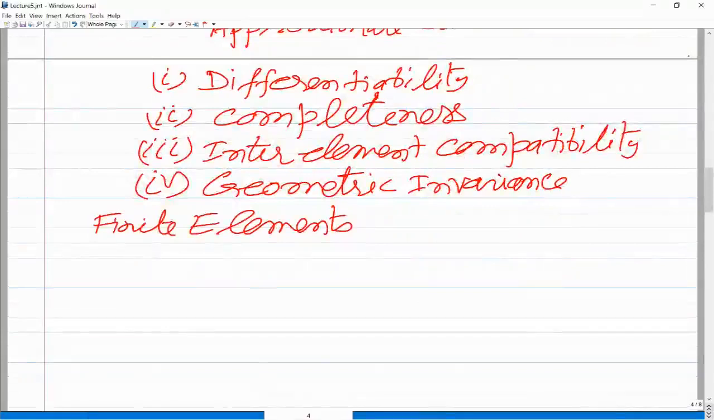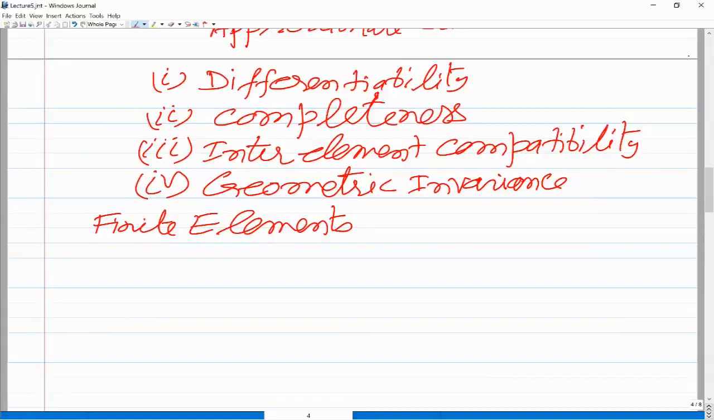Now see, because we are formulating an element, a priori we do not know how the displacement is going to vary along x and y. So we assume that the variation of displacement along x and y is similar. For that we require this geometric invariance. The ultimate goal of all of these requirements is that when we keep increasing the number of elements in the discretization of a domain, the solution tends to the exact solution. To make that happen, we require these conditions.